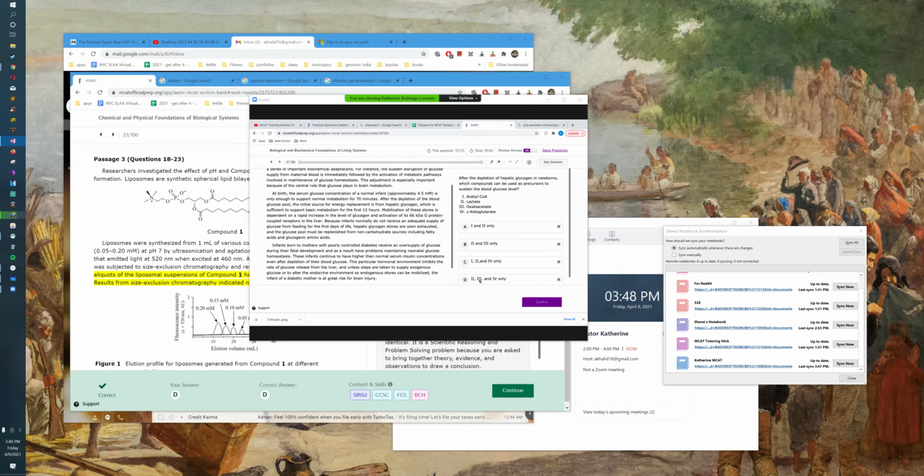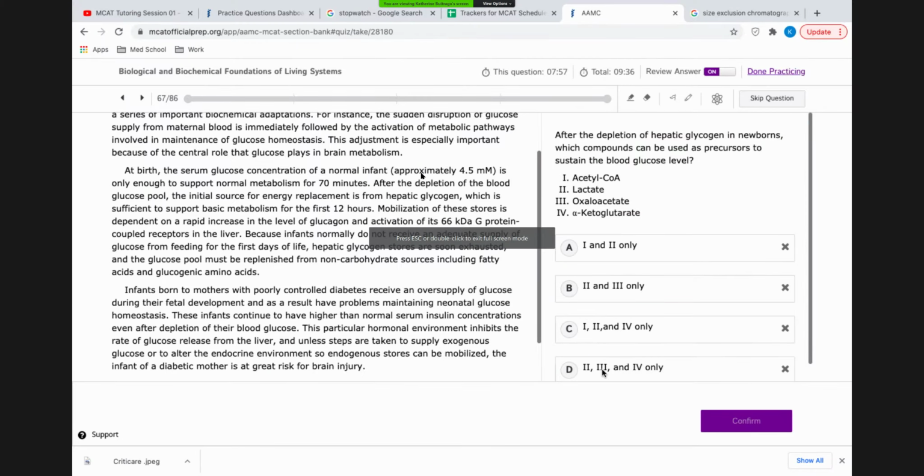Alpha ketoglutarate. I'm gonna go with no. It would be B, lactate and oxaloacetate. Yeah. Let's go for it.